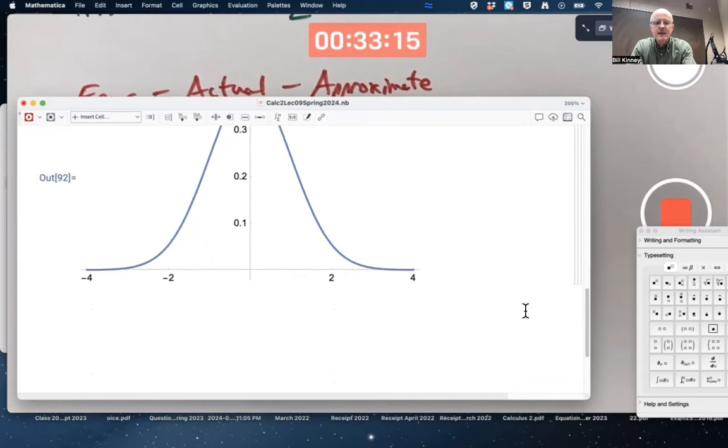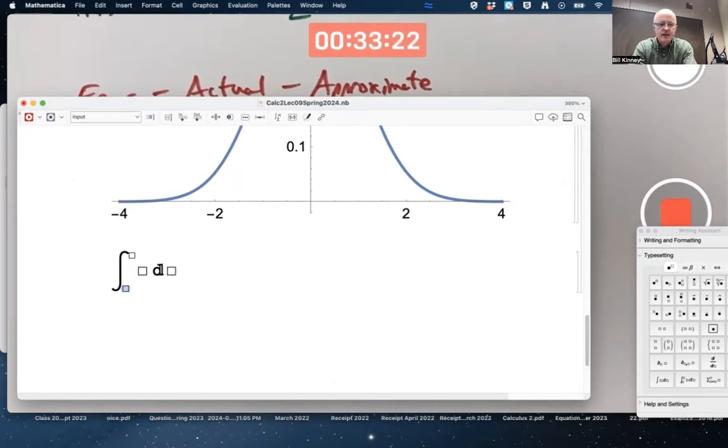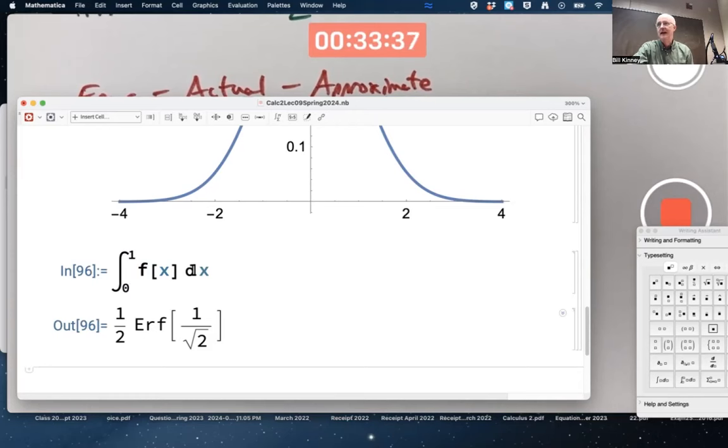I would like to approximate the integral from 0 to 1. What happens if I just type that integral in here like this? As is. I don't get a number. Well, no, you do get a number, but it's not a numerical approximation. I get something involving ERF, the error function. 1/2 times the error function evaluated at 1 over square root of 2. I'm not going to explain what that means. I did hint at it like a week ago.